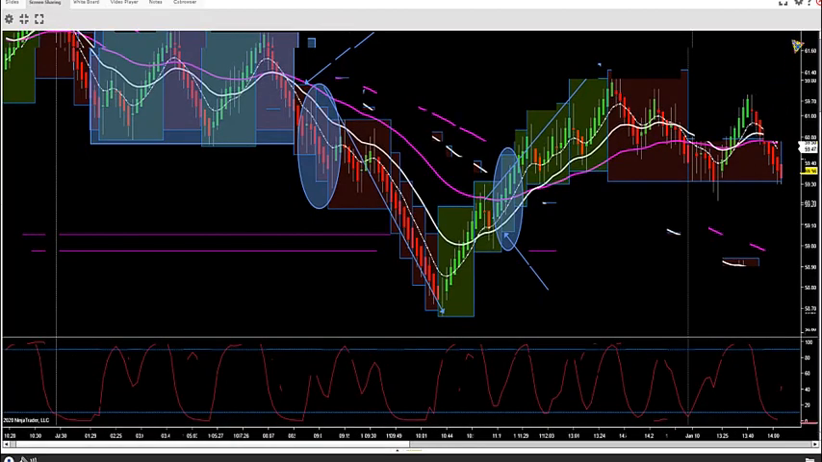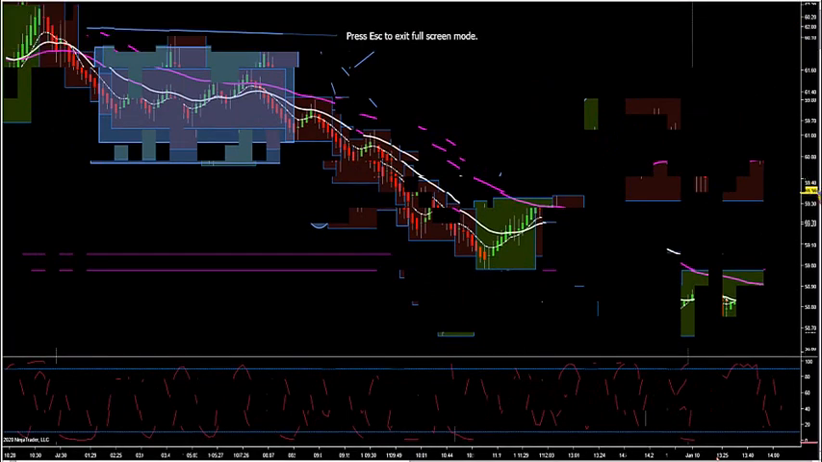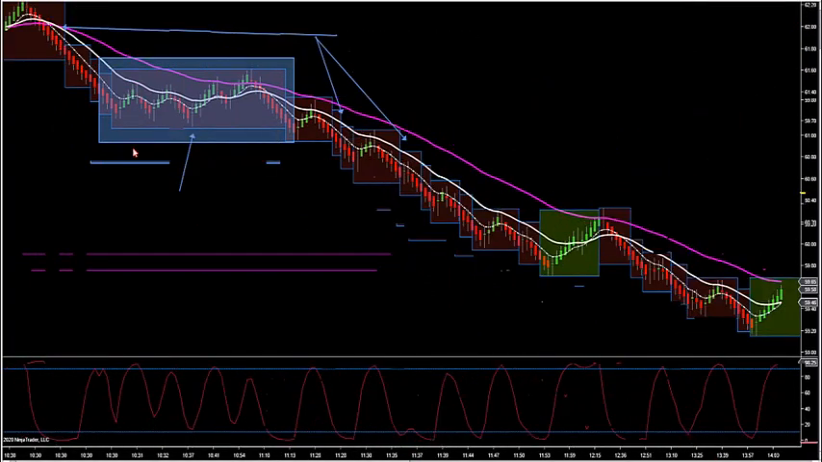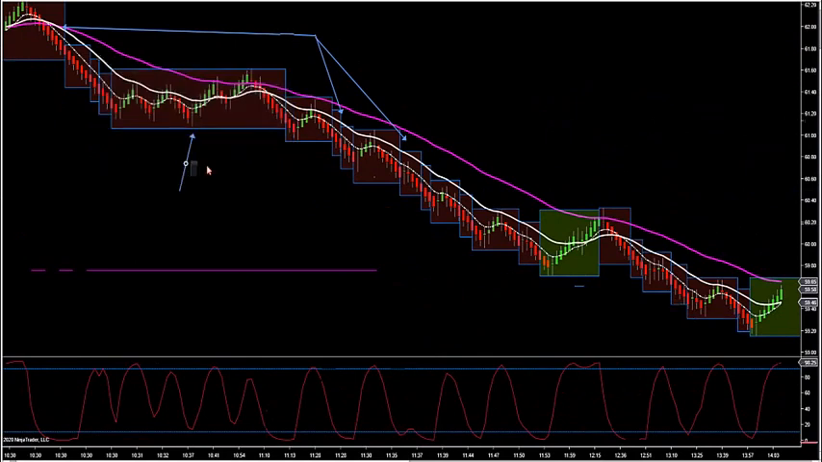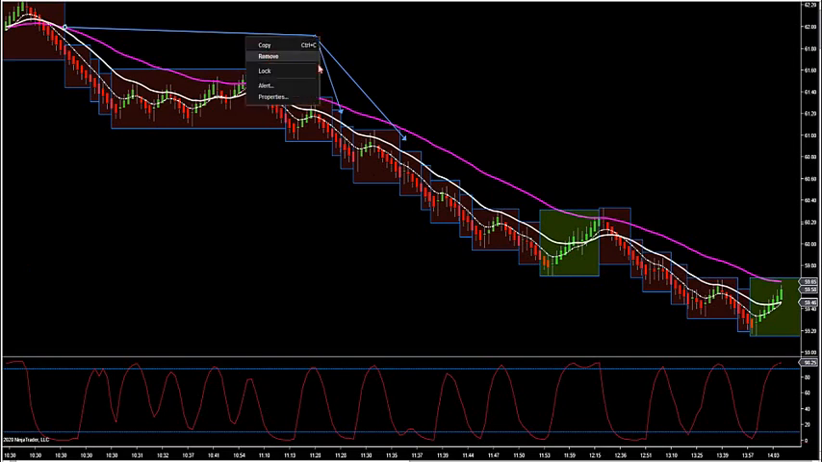Let's go ahead and take a look at what we want to try to do with the trend box. Let's go to crude oil. These trend boxes are designed to obviously keep you on the right side of the market. The beautiful thing about them is the width of the box when it closes. The width of the box indicates consolidation or if the market's trying to go vertical.